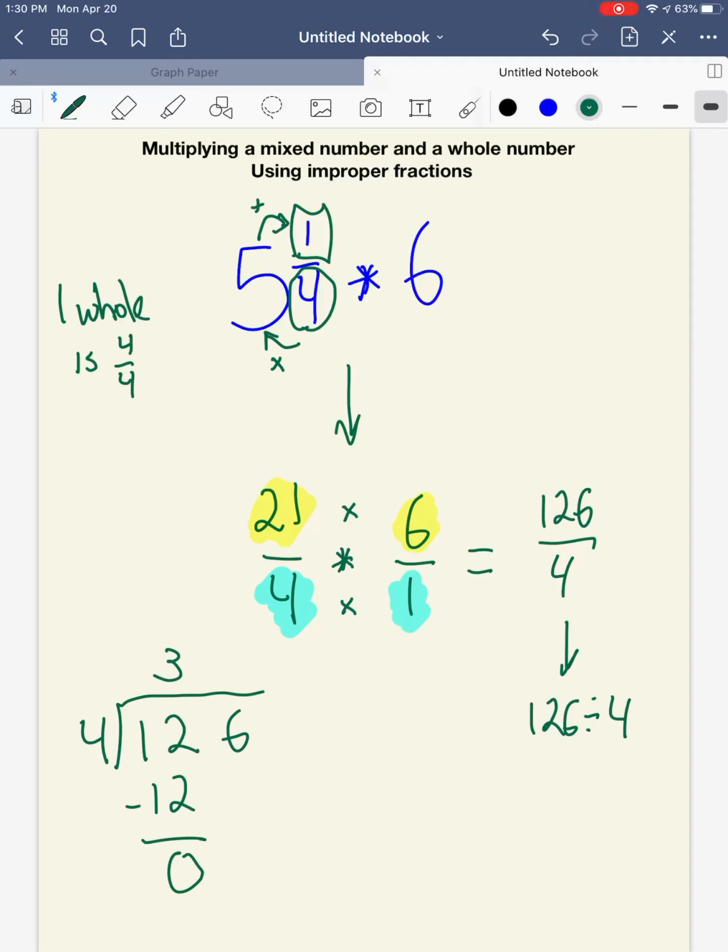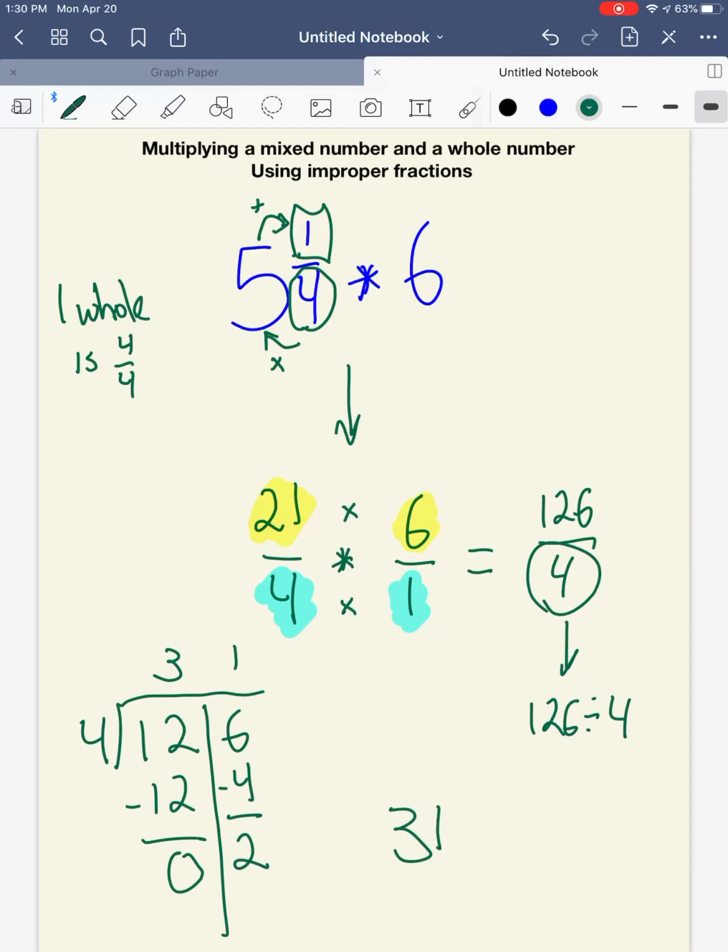Remember, I've got to go all the way down to the last digit in the number, so I don't just stop when I get a 0. So nothing to bring over. So just how many groups of 4 can I get out of 6? Well, that's just 1. And that's going to leave me with 2 extras or a remainder of 2. But I'm not going to write it as a remainder. We know that now because we're dealing with fractions. So these were fourths to begin with, so that's what they're going to be at the end.